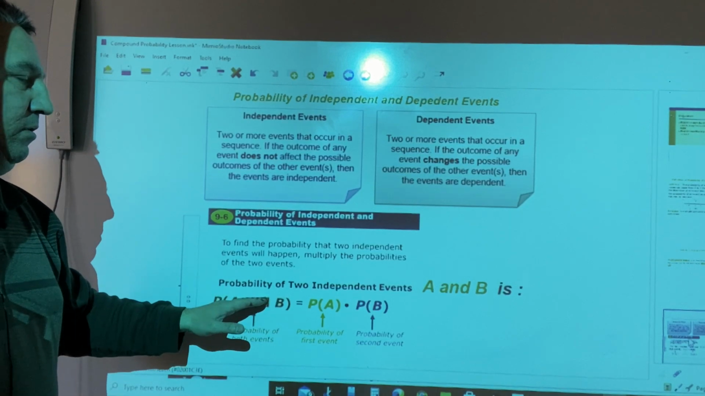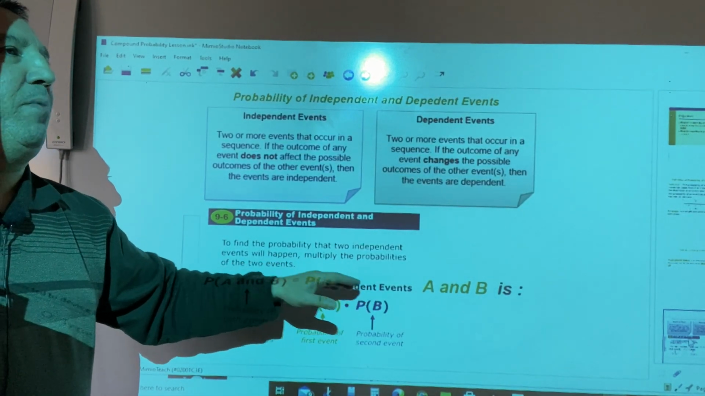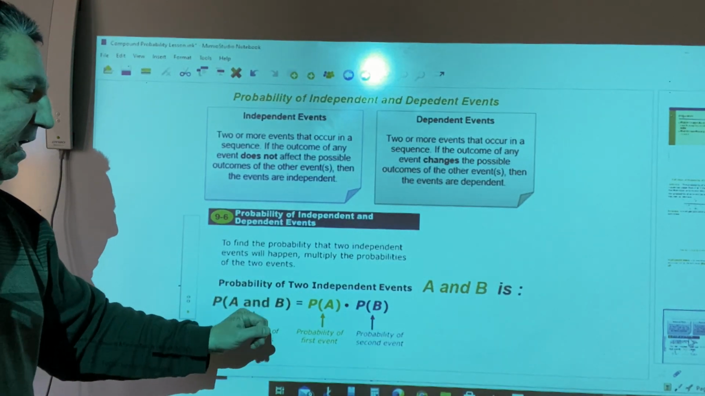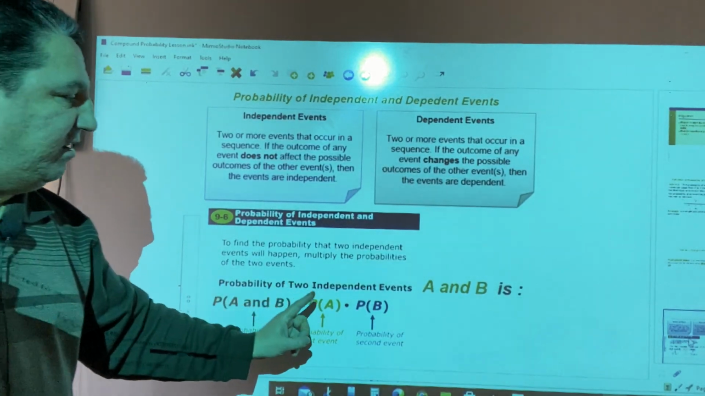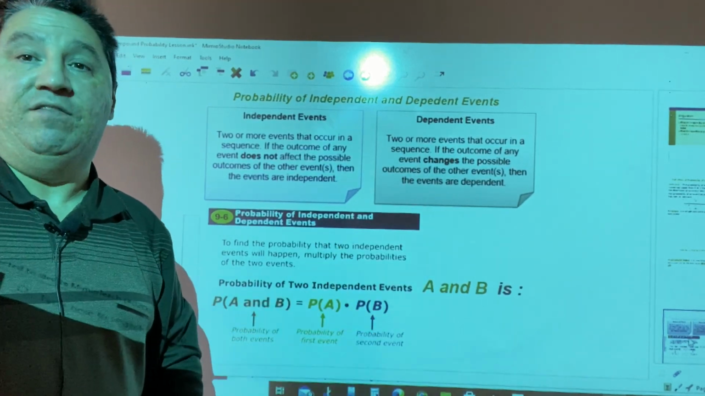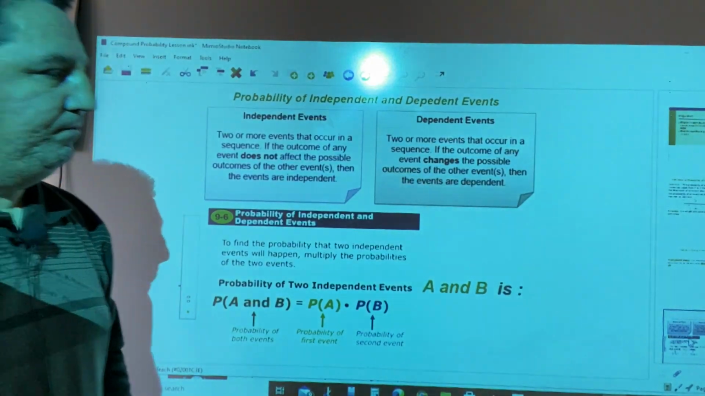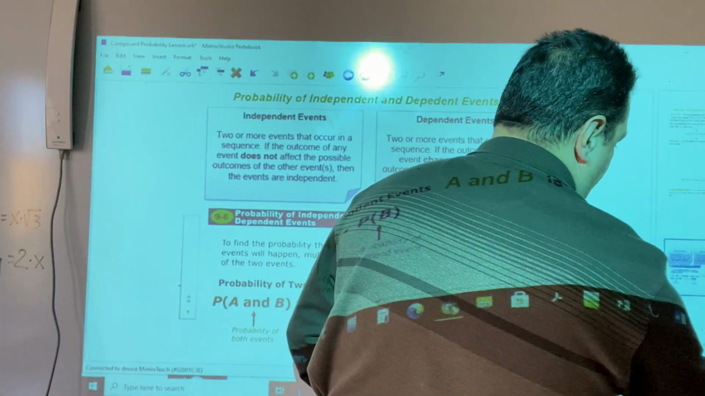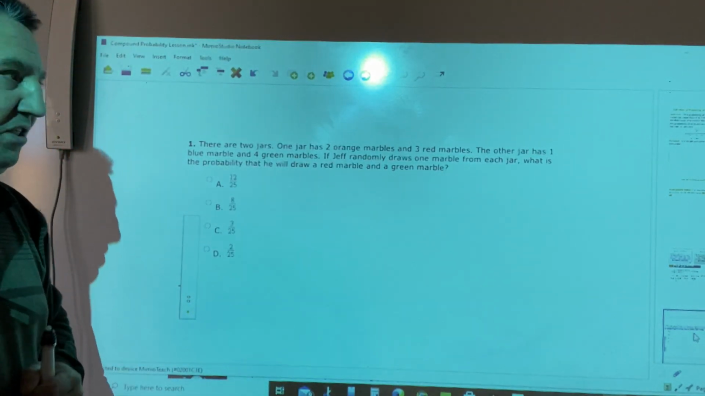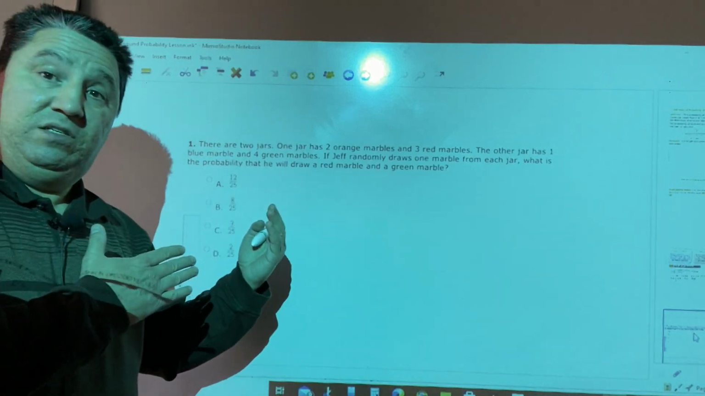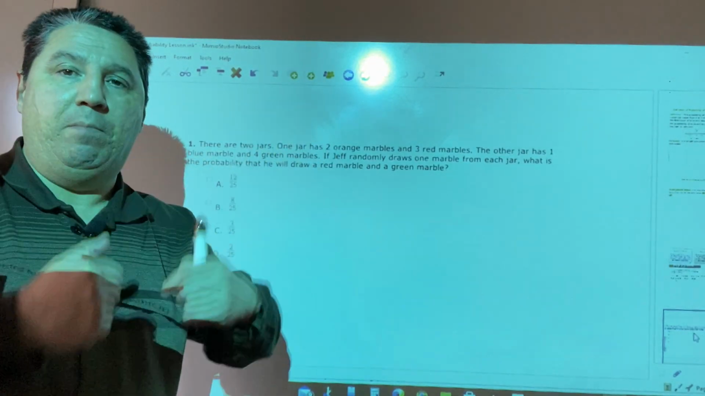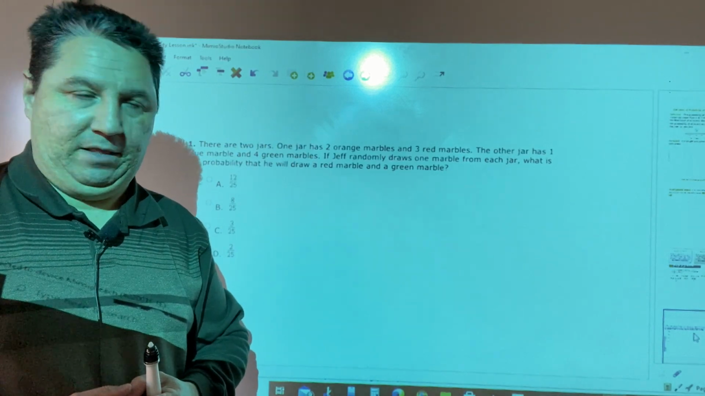Now, when two events are related by the word and, the probability of event A and B is the product of the probability of event A and the probability of event B. Yes? Now, let's have a few examples with problems of compound events related by the word and.